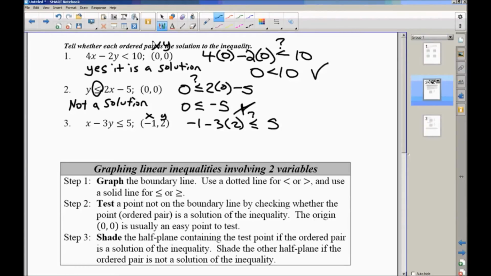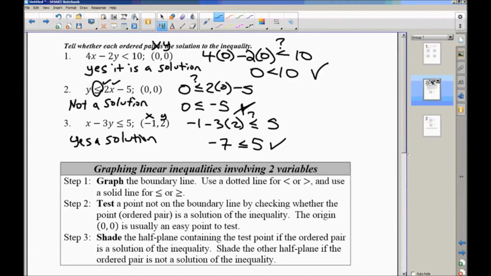So negative 1 minus 6, because this multiplies to 6, will make negative 7. And negative 7 is less than 5, so that works. Okay, so we say yes, it is a solution. All right. So 1 and 3 do work. Number 2 does not, but remember, be careful and check this and make sure that it says less than or equal to on yours.